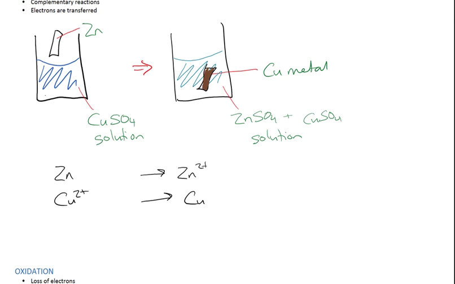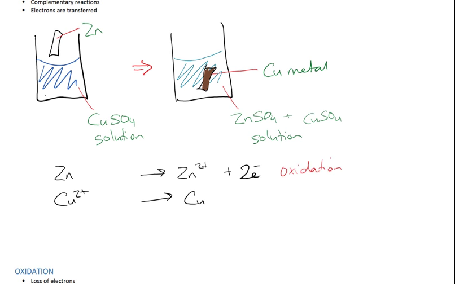For the zinc to become 2+, it can't gain protons. That would make it a different element. So it must be losing a negative charge. So it must be losing electrons. And because it's a 2+ charge being formed, it's 2 electrons being lost. Therefore, because it's being lost, we say that it's being oxidized. So it's an oxidation reaction.